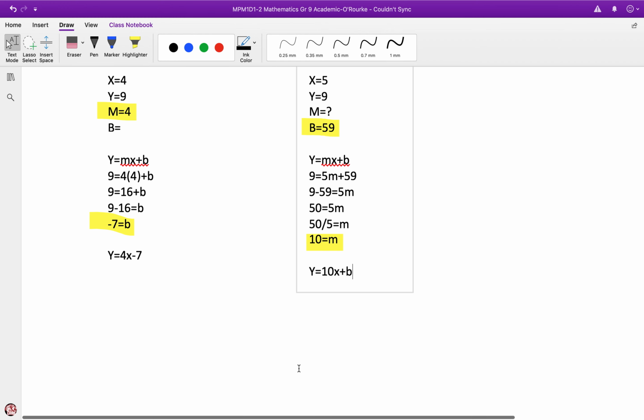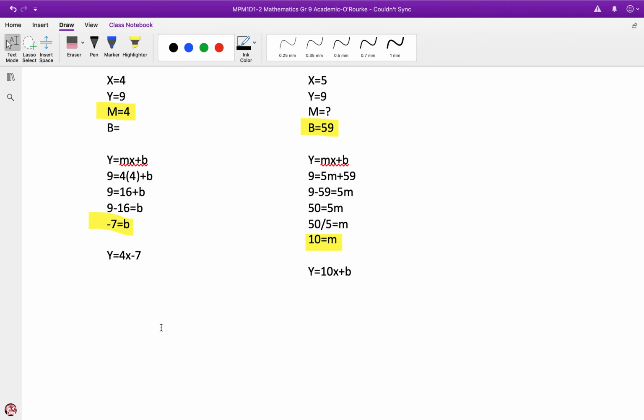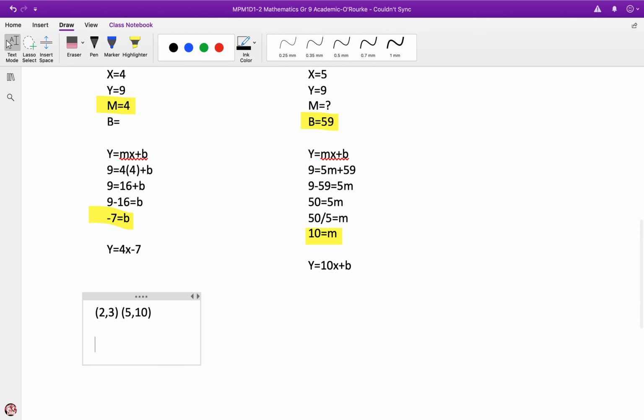So now, let's mess with you some more. Let's give you 2 points. Let's give you 2 comma 3 as a point, and I'll give you, I don't know, 5 comma 10. I'm going to want the equation of this line. So now, what can you get using 2 points? You can find the slope.